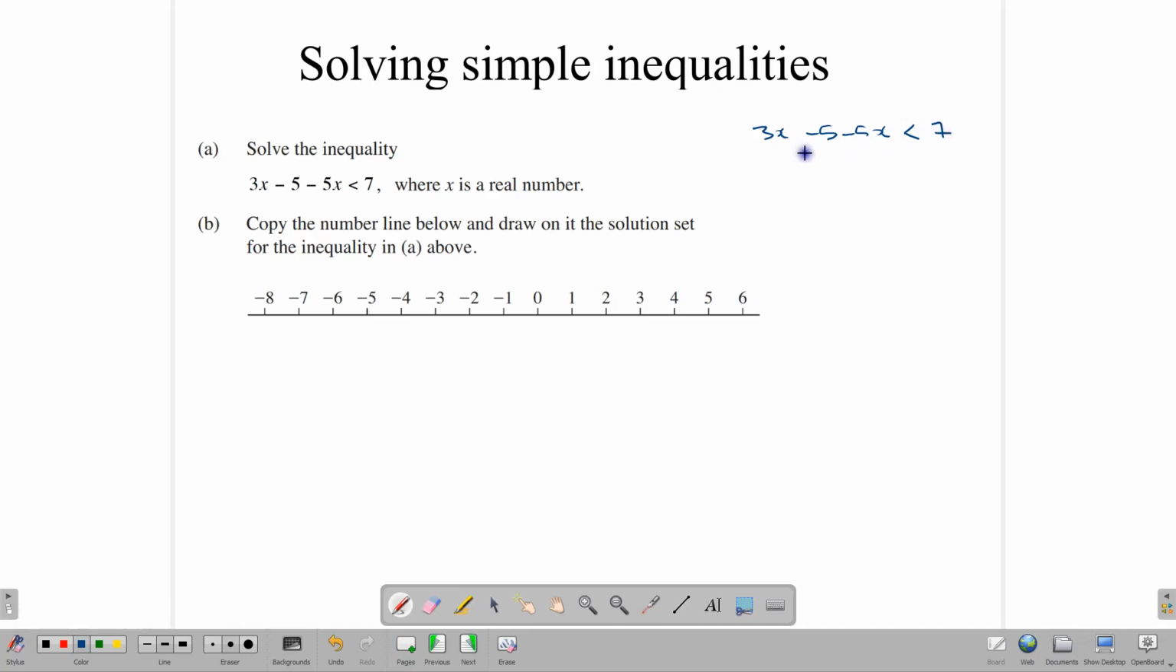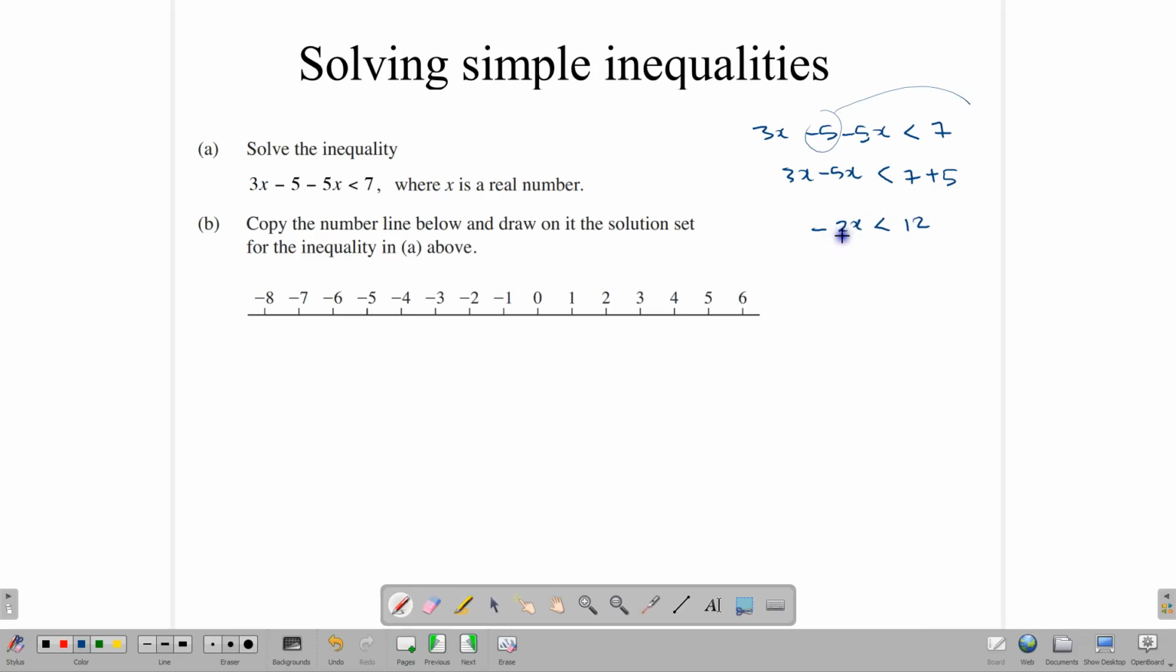So let's organize it a little bit. 3x minus 5x, and this minus 5 needs to be regrouped on the other side, so it's less than 7 plus 5. So we have a plus 5. This is a minus 5. Once it's regrouped, it's a plus 5. So here we have a minus 2x is less than 12. Now, if we follow this, and I need to follow it to show you the importance of checking your answer.